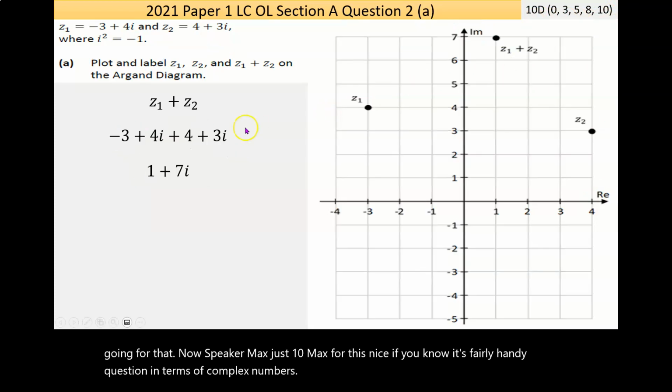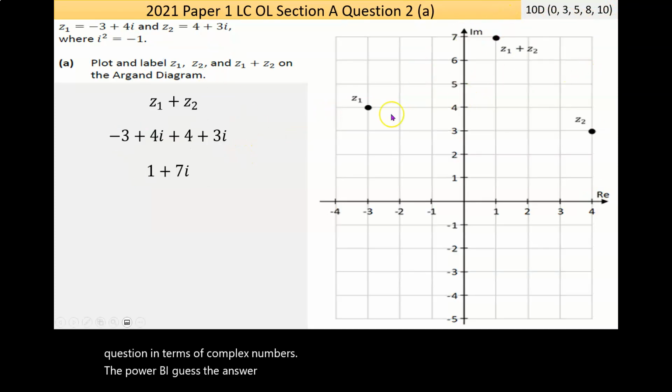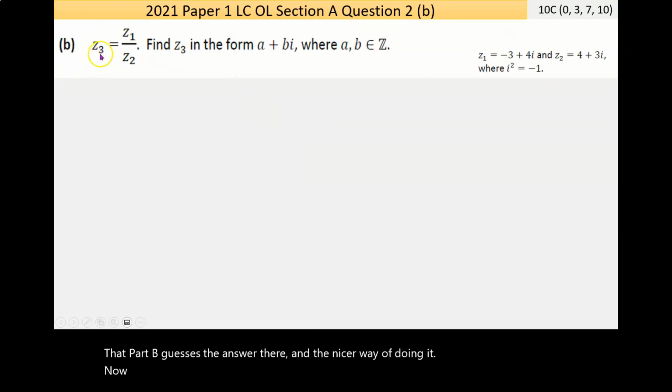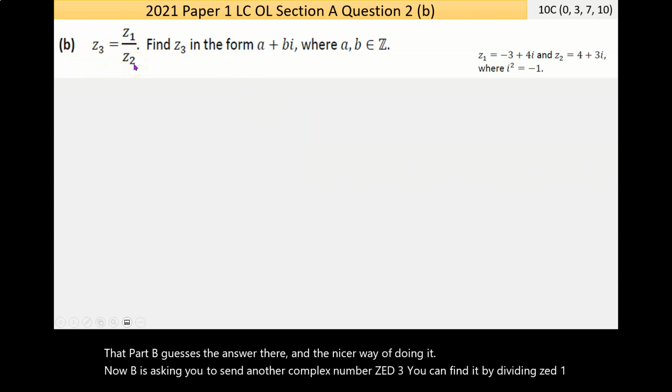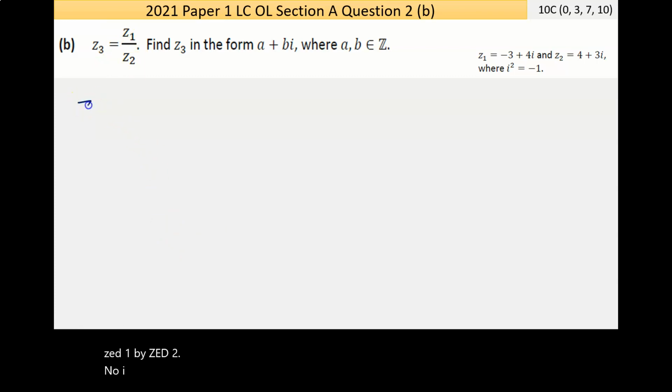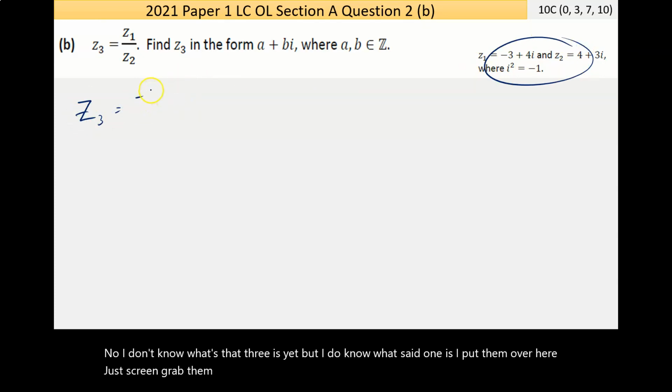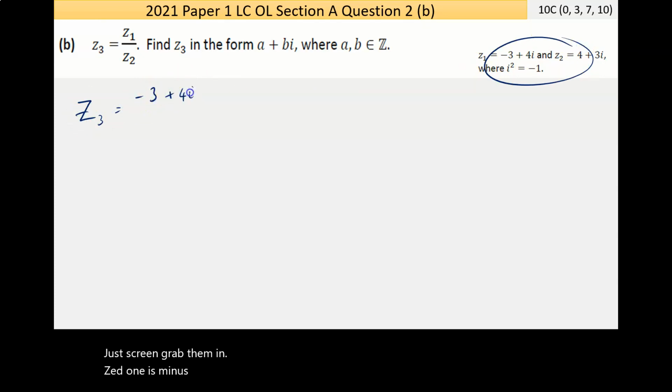Now, part B. Another complex number, Z3, you can find by dividing Z1 by Z2. Now, I don't know what Z3 is yet, but I do know what Z1 is. I'll put them over here, just screen grab them in. Z1 is minus 3 plus 4i. And at the bottom of that complex fraction is Z2, which is 4 plus 3i.